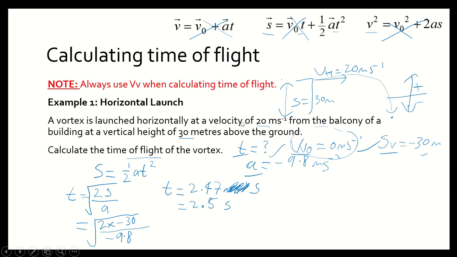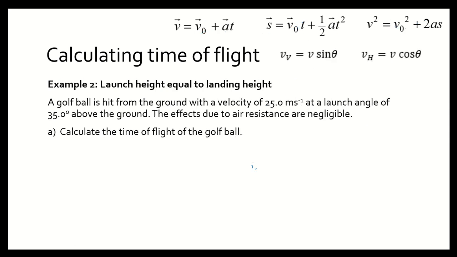So if we launch a vortex at this speed, 20 meters per second, then it's going to hit the ground after 2.5 seconds. And realistically, if we just drop something off the balcony at 30 meters high, it's also just going to hit the ground at 2.5 seconds. The fact that we're launching it horizontally makes no difference. So that's the time of flight for a horizontal launch.